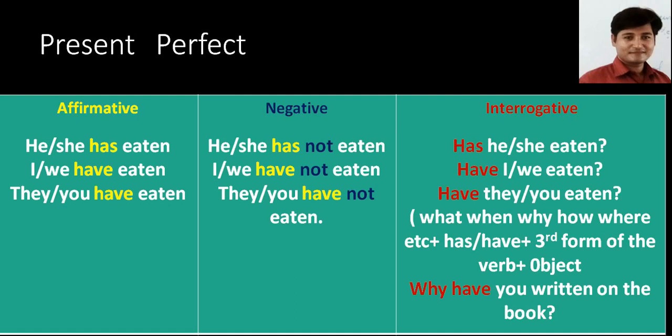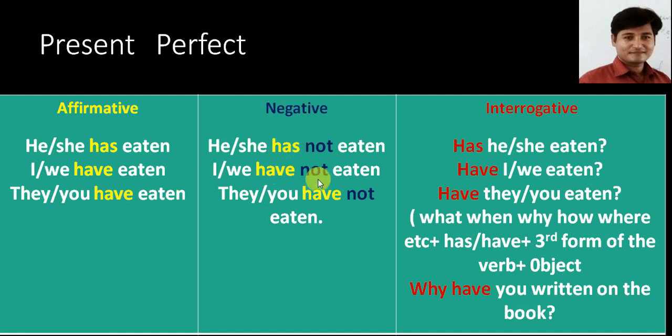While making the structure of present perfect, there are three kinds of sentences: affirmative, negative, and interrogatives. In affirmative sentences, we use the structure. First of all, we use the subject, noun or pronouns: he, she, I, we, they, you. These are the subjects. We use the subject, the helping verb has and have, and after this, we use the third form of the verb, past participle. He, she has eaten. I, we have eaten. They, you have eaten.